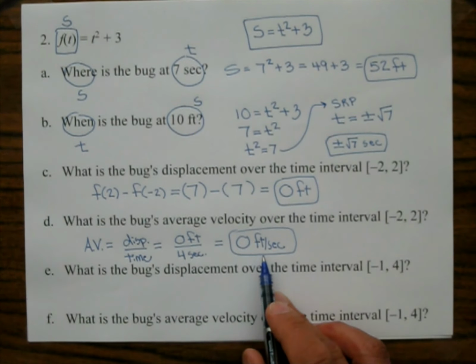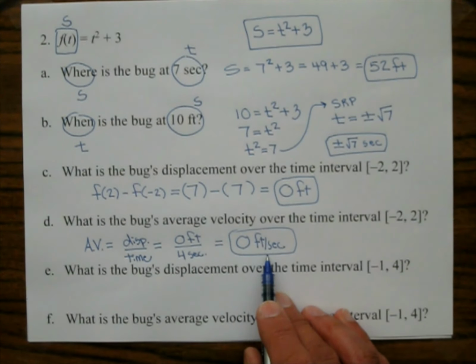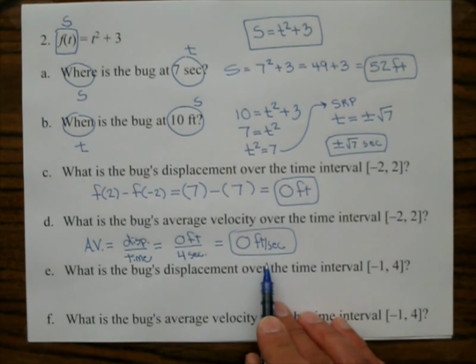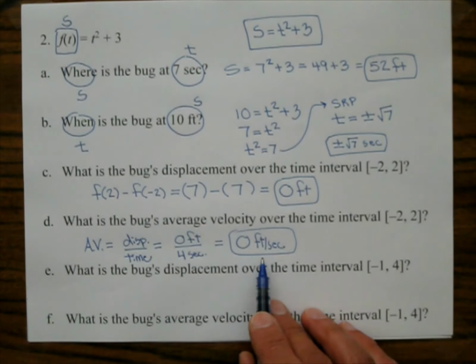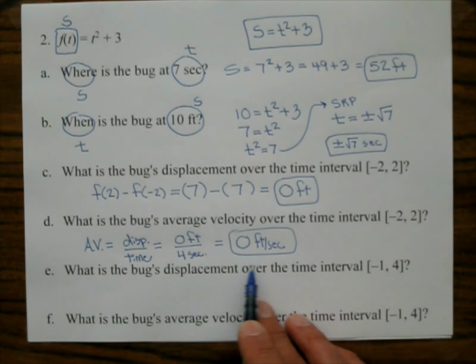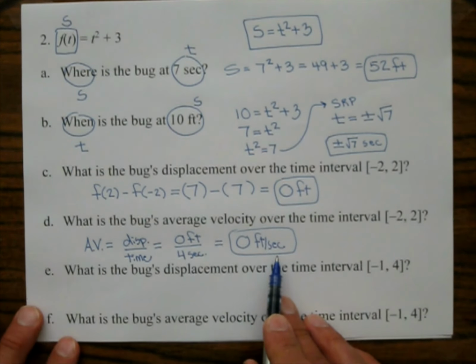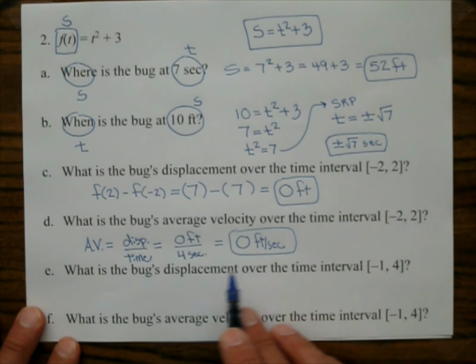Even though the bug was moving in that time interval, sometimes he was going left, sometimes he was going right, and it averaged out to 0. That's why we will be studying this later. Instantaneous velocity is more satisfying, because you can actually see what the bug was doing, what the velocity was at a particular time, not a time interval. But this is what we have here. Now we could have done the other thing where we wrote f of 2 minus f of -2, and on the bottom we could say 2 minus -2. It's the same result.